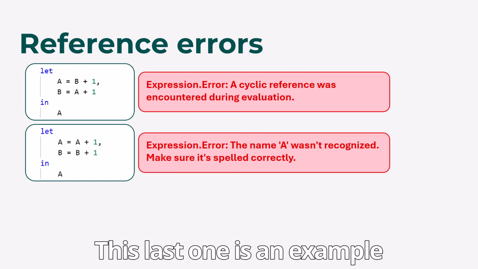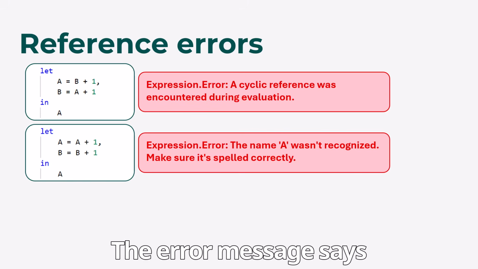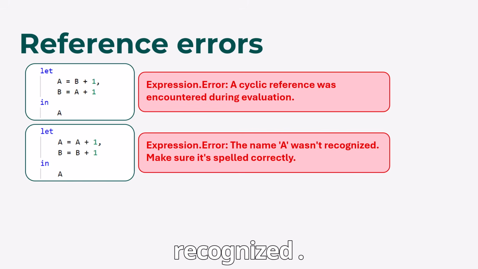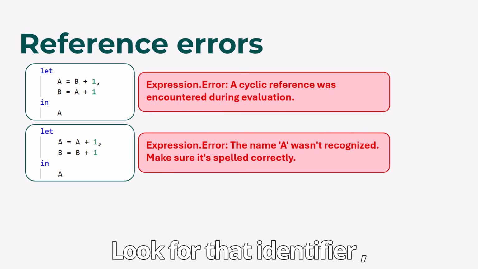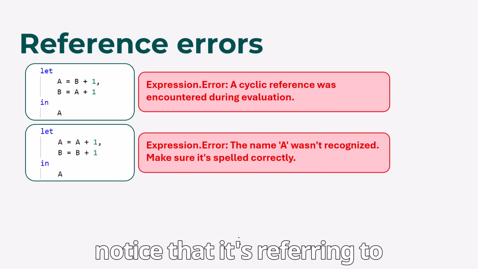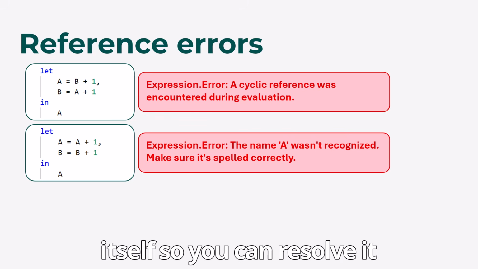This last one is an example of self-referencing. The error message says the name wasn't recognized. Now that's not very helpful. Troubleshooting, however, remains the same. Look for that identifier and hopefully you will notice that it's referring to itself, so you can resolve it.